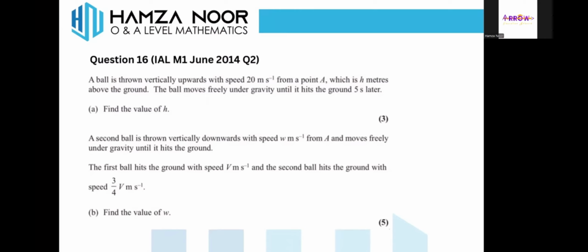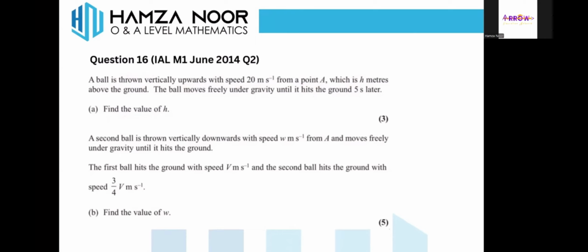The question says that a ball is thrown vertically upwards with a speed of 20 meters per second from a point A, which is h meters above the ground. The ball moves freely under gravity until it hits the ground 5 seconds later. The requirement of part A is to find the value of h.